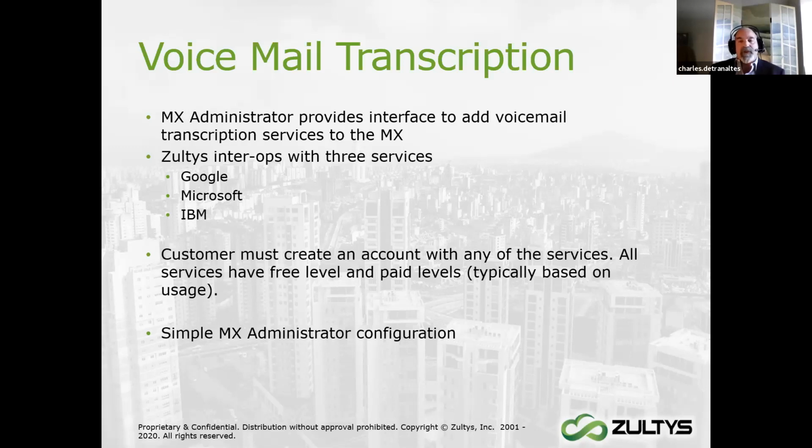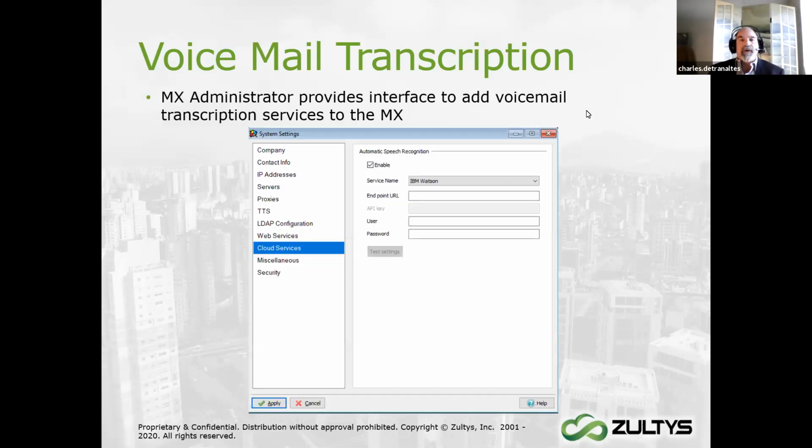From an MX administrator standpoint, it's a very simple configuration. You simply go into system settings when you have your speech to text account set up. We have drop downs for the 3 services, and you plug in the information directly from the account you created, and you can click the little test button, and in the syslog, it will give you instant feedback if everything's configured, and you're up and running. And then you simply enable it in the user profile, and you're off to the races.